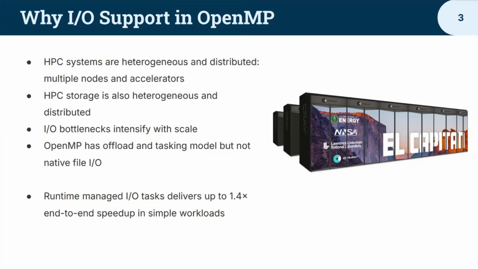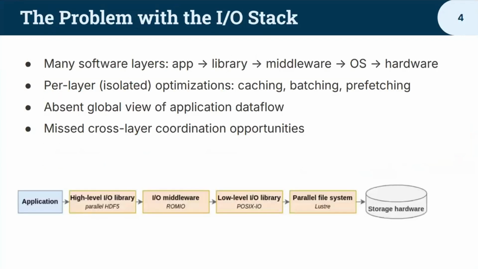And we also know that OpenMP evolved over time to cover some changes in the HPC ecosystem. For example, introducing the tasking model and introducing the offloading model. But as of today, there is no support for file I/O. And here we argue that if we let the runtime be aware of I/O tasks, it can get up to 1.4 times speedup in a simple toy workload that I argue is representative of HPC kernels.